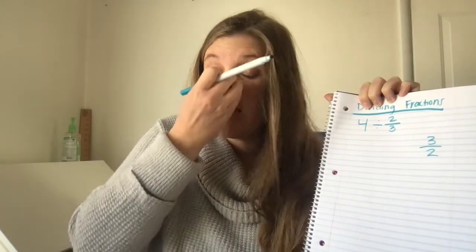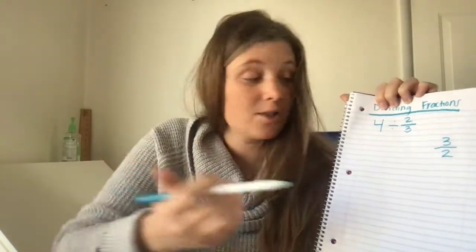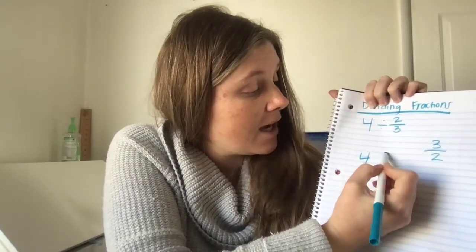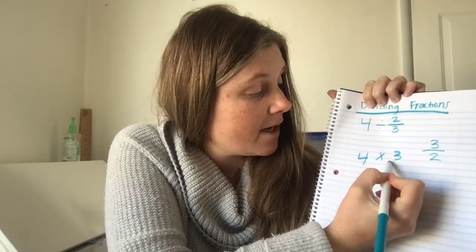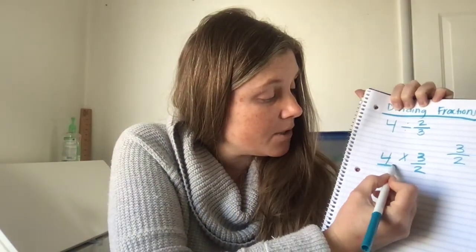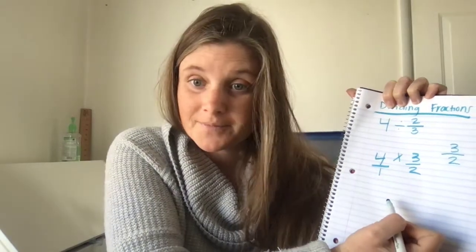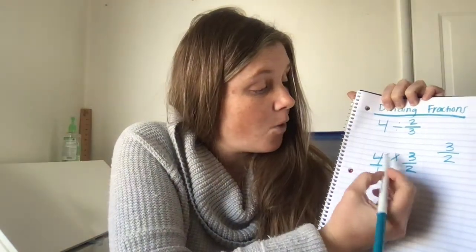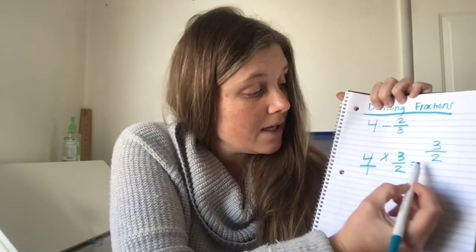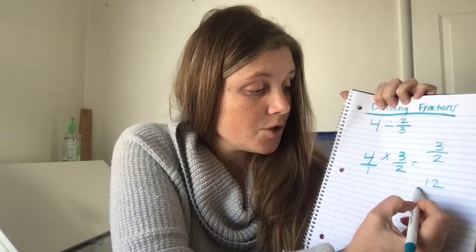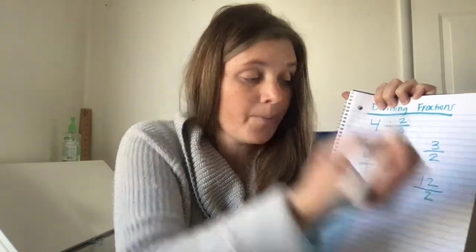Okay? And what you do is you multiply. So you go 4 times 3 halves. And to make it easier, let's put this over 1. So now we just multiply. 4 times 3 equals 12. 1 times 2 equals 2.